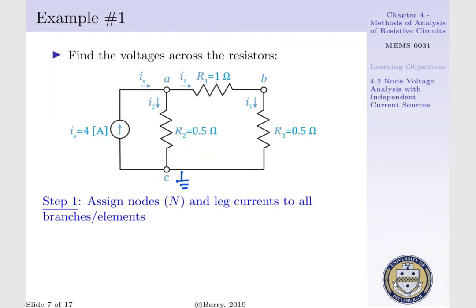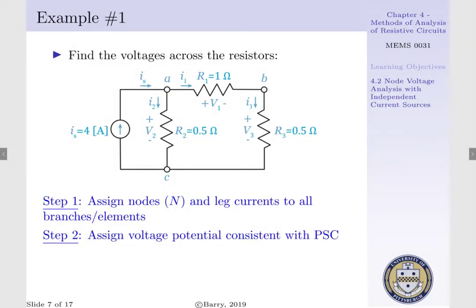Additionally, we have to assign our leg currents. We'll do this in a logical manner. IS enters node A, where I1 can leave node A and head towards node B, and we have a unique branch current I3 going from node B to node C. I2 leaves node A and goes to node C.